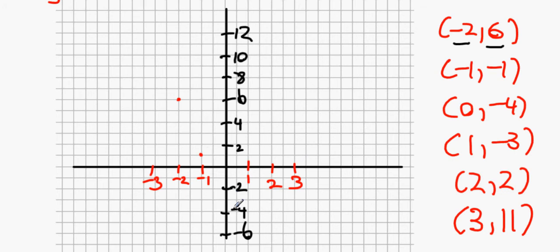Next one is 0, minus 4. It's located here. Then we have 1, minus 3 located there. 2, 2 is going to be located here. And 3, 11 is located all the way up here. Now we're going to draw this graph.